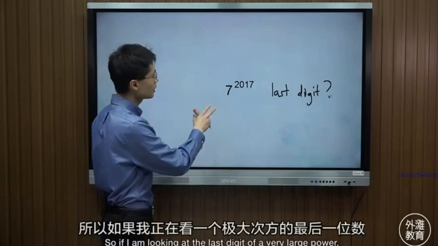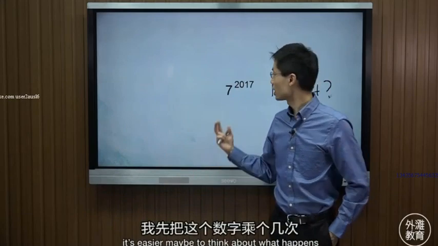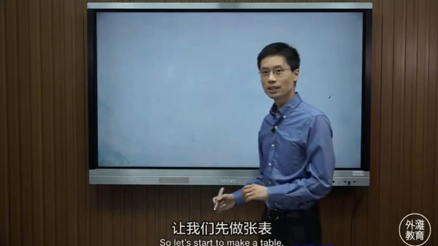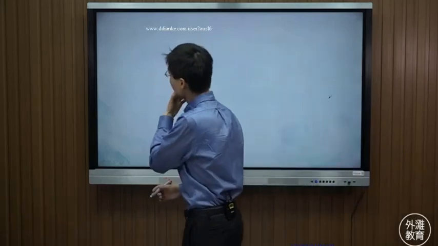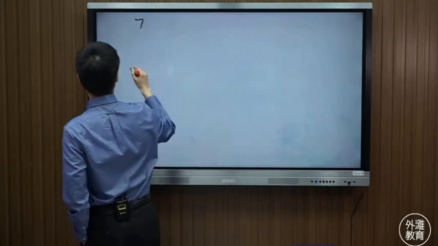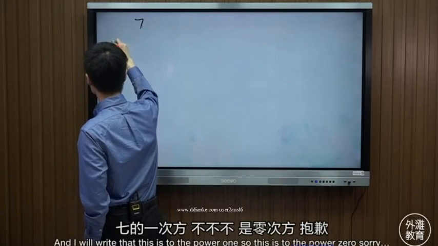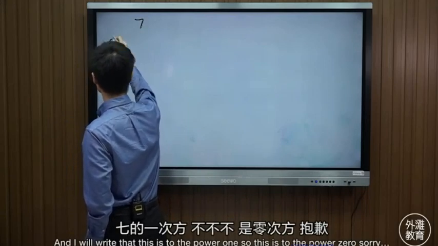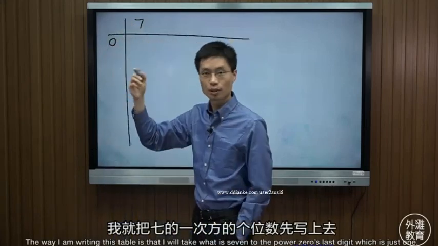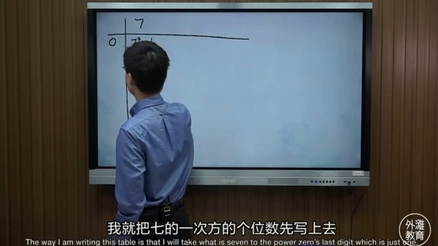So if I'm looking at the last digit of a very large power, it's easier maybe to think about what happens when I raise to smaller powers. So let's start to make a table. The way I'll build this table is I'll write a 7 here, and this is to the power 0. The way that I'm writing this table is that I will take 7 to the power 0, last digit, which is just 1.